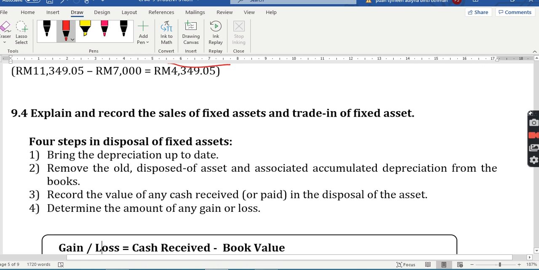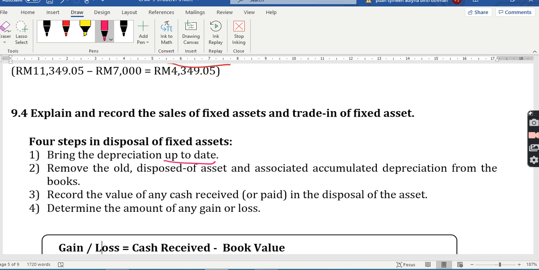So now we are going to see how we're going to do the disposal of the asset. Okay, 9.4, the first part of the disposal. You need to know what steps you must do before you dispose the fixed asset. The first thing you need to do is bring the depreciation up to date. That means you need to calculate the depreciation, especially when you are using the monthly basis. You need to calculate the depreciation for that particular asset until the date it is supposed to be disposed.